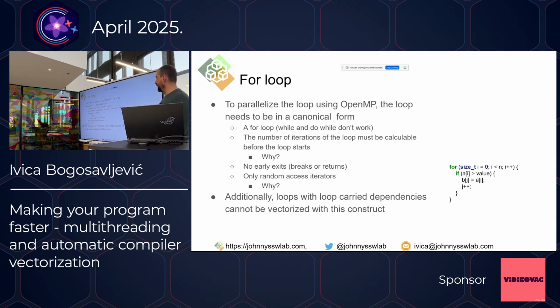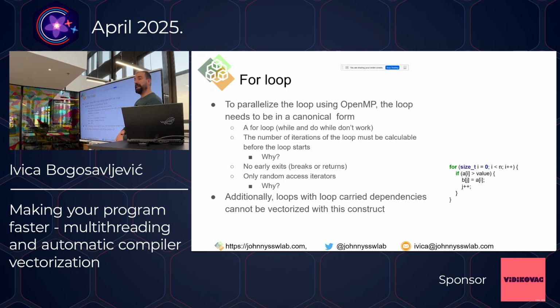If you want to use OpenMP pragmas, your loop needs to be in the so-called OpenMP canonical form. Not any loop can be used with OpenMP. It has to be a for loop, so you cannot use it on a while or do-while loop. Do you know why? How would it know how to divide it? Exactly. It doesn't know how to divide the loop because a while loop can have 20 iterations or 2,000 iterations. You don't know in advance. So the number of iterations of the loop must be calculable before the loop starts.